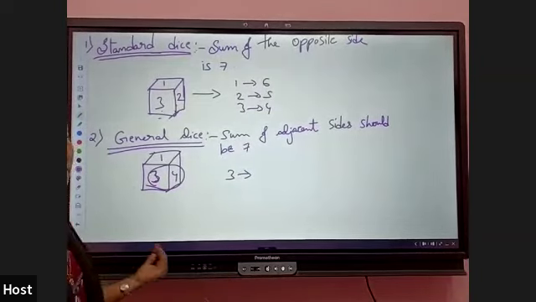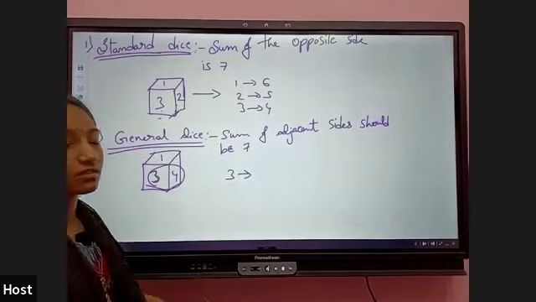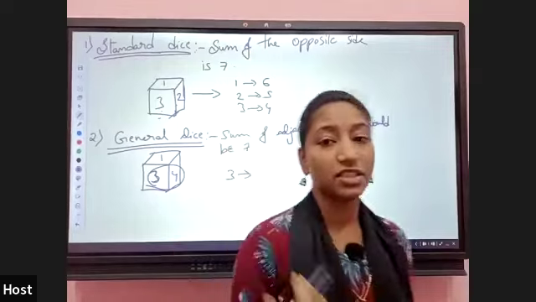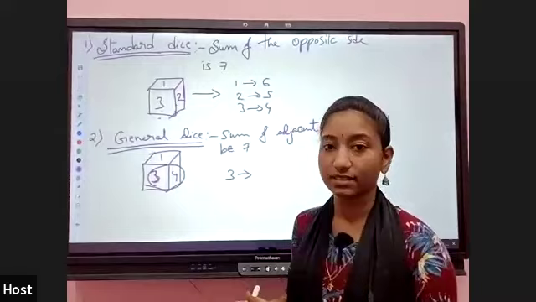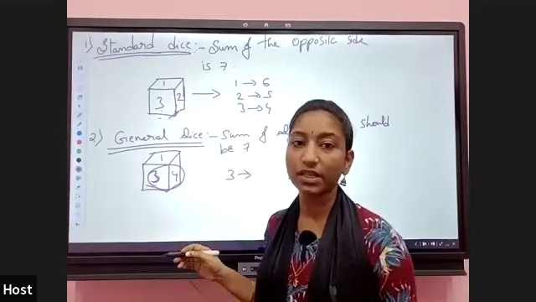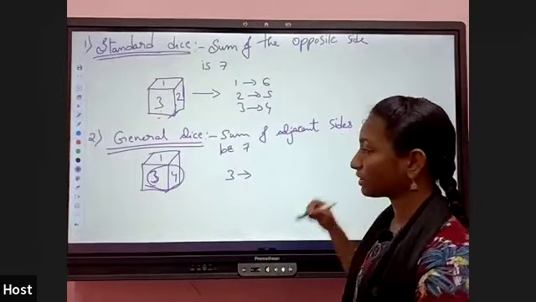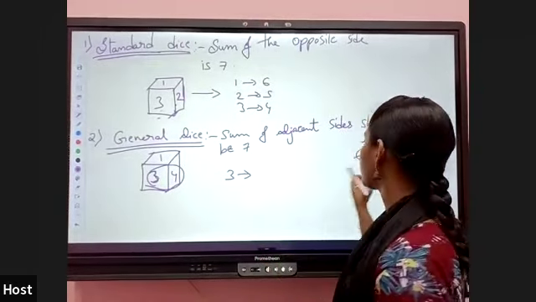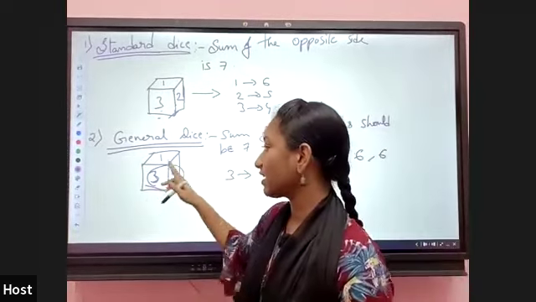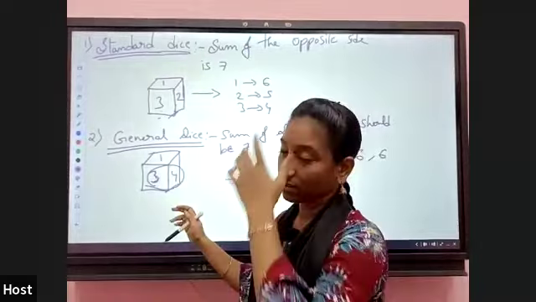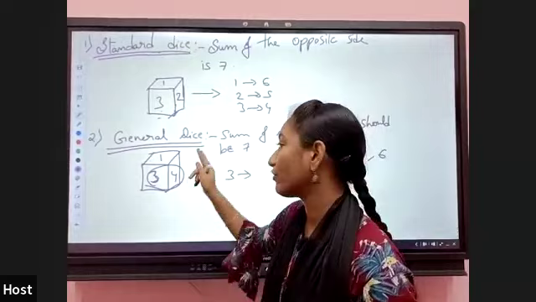How can we say? Since it is a general dice, the adjacent side of 1 should be 6. The back side face should be 6, or maybe the left side face should be 6, because for 1, the right side, left side, front side and back side are the adjacents.